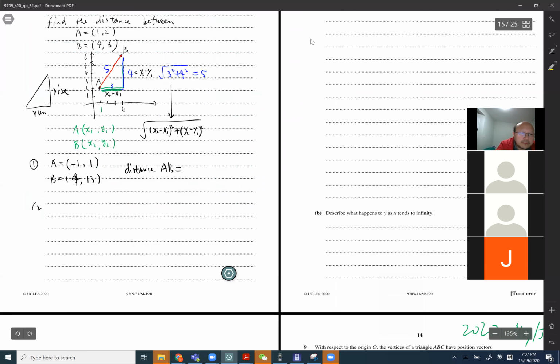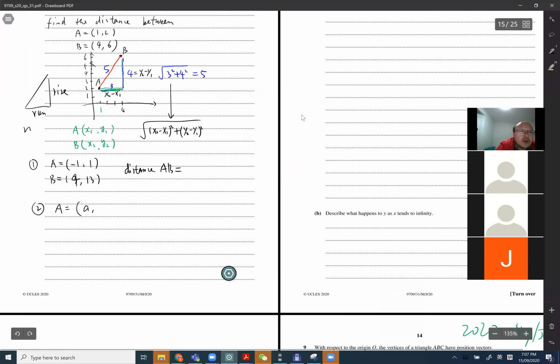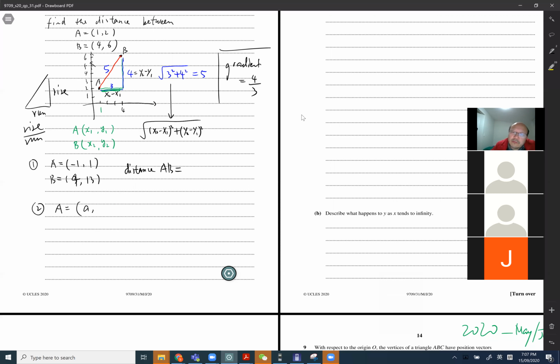So the second one. A equals little a... Oh, we are doing distance. If you say rise over run, that will be the gradient. In this question, the gradient would be 4/3. But now we are checking distance. Gradient is rise over run. For distance, it's the rise squared plus run squared, and then the square root.